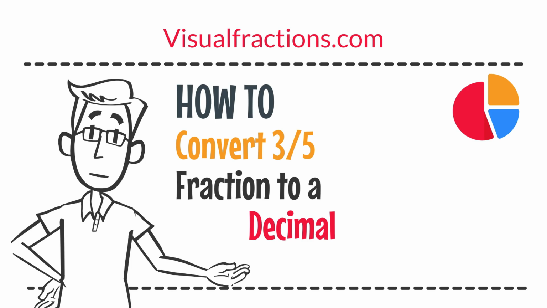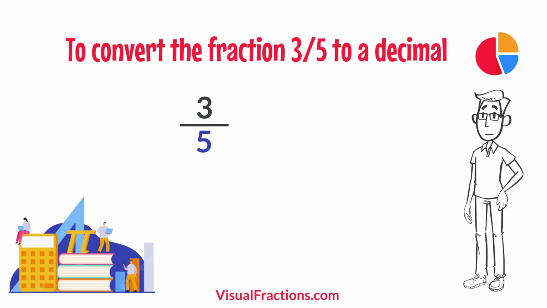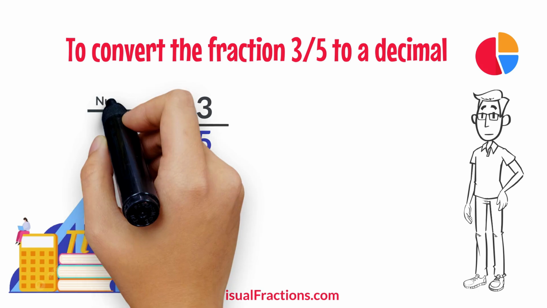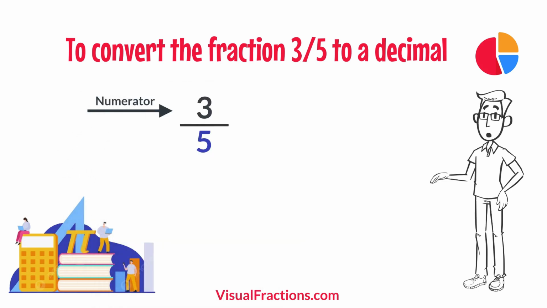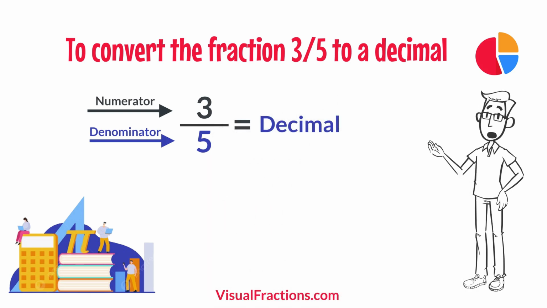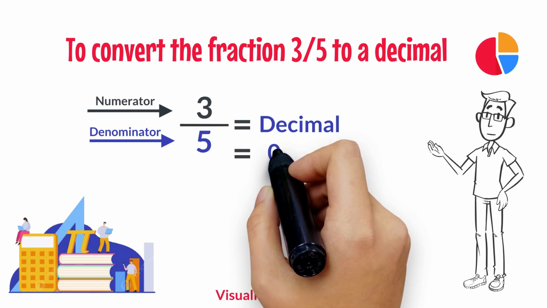Today, we're going to explore how to convert the fraction 3/5 to a decimal. To convert the fraction 3/5 to a decimal, all we need to do is divide the numerator, the top number, by the denominator, the bottom number. In this case, we want to convert 3/5 to a decimal. So, we simply divide 3 by 5. The answer we get is 0.6.